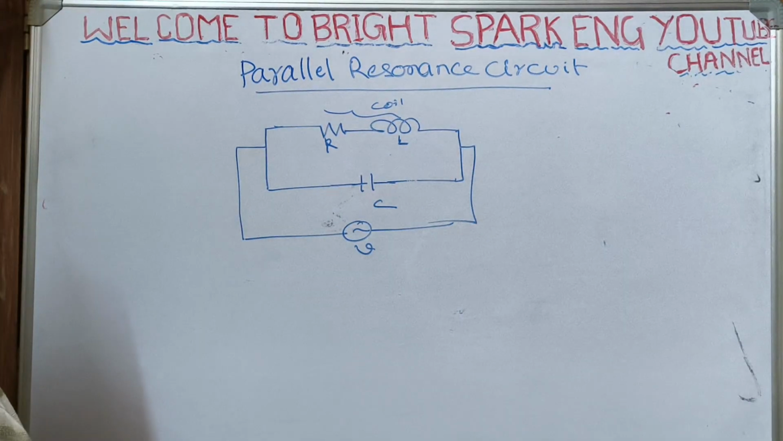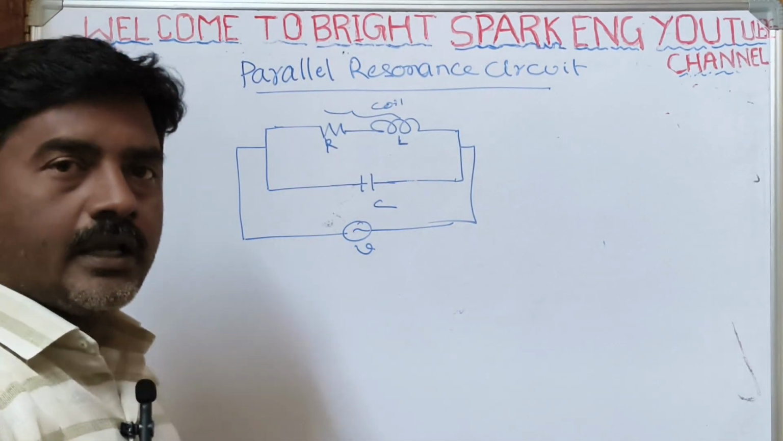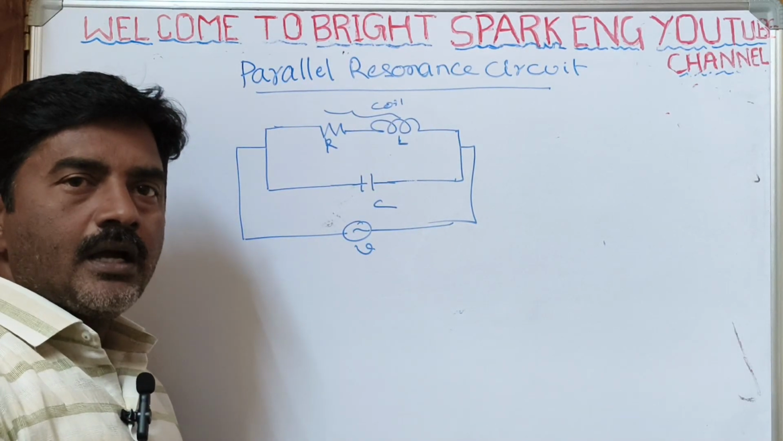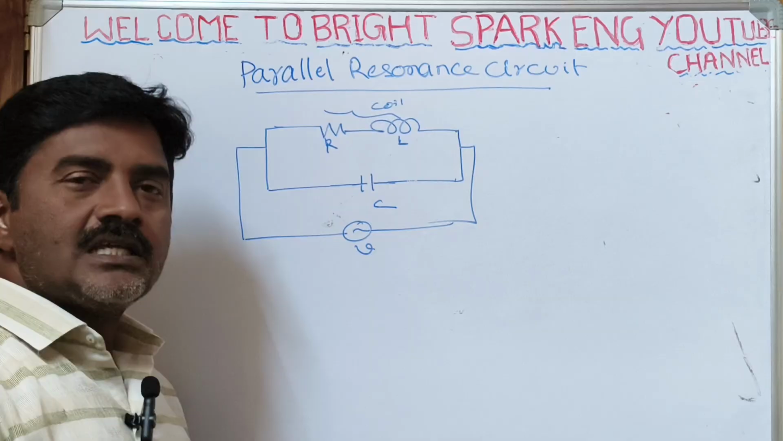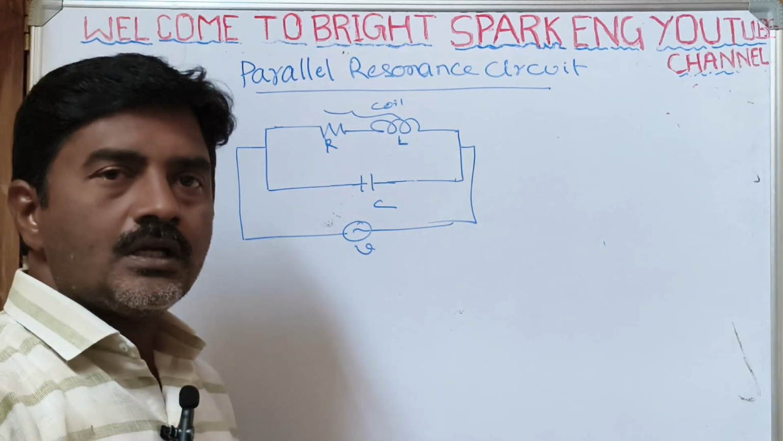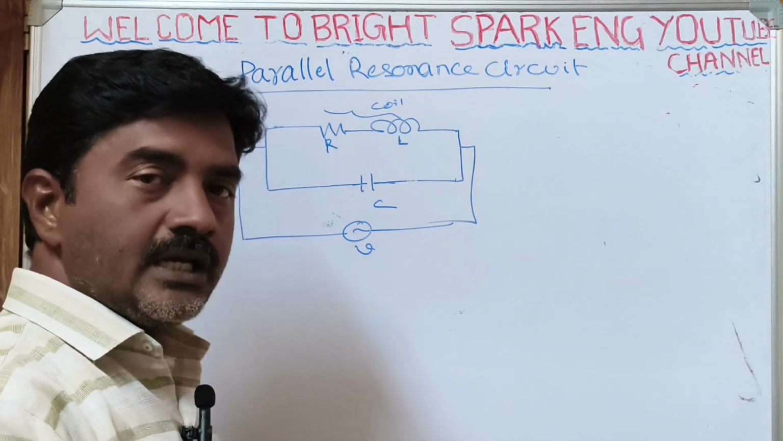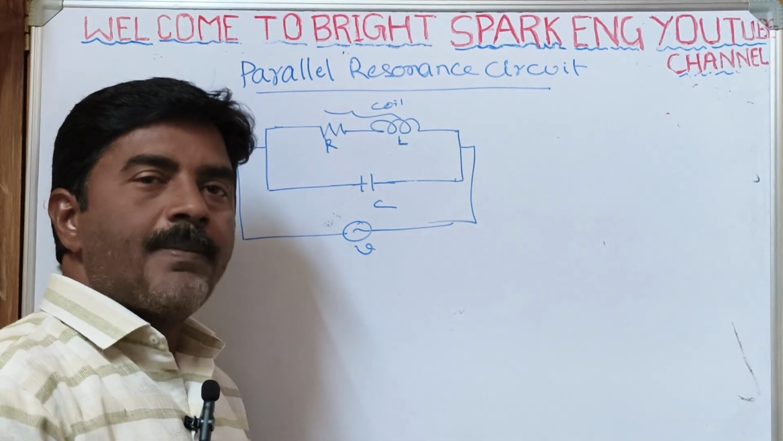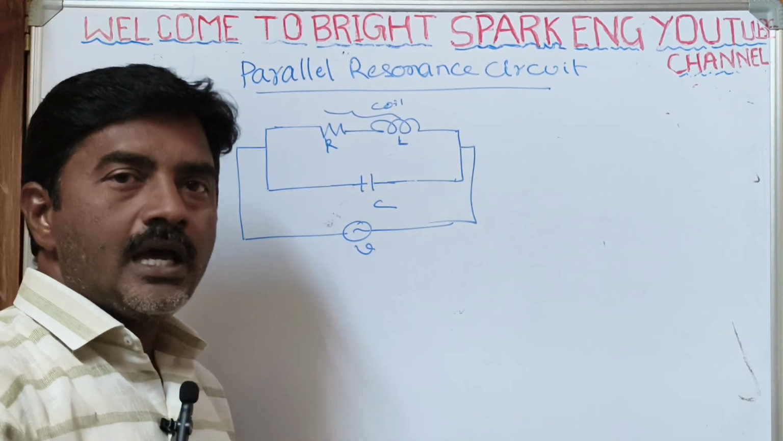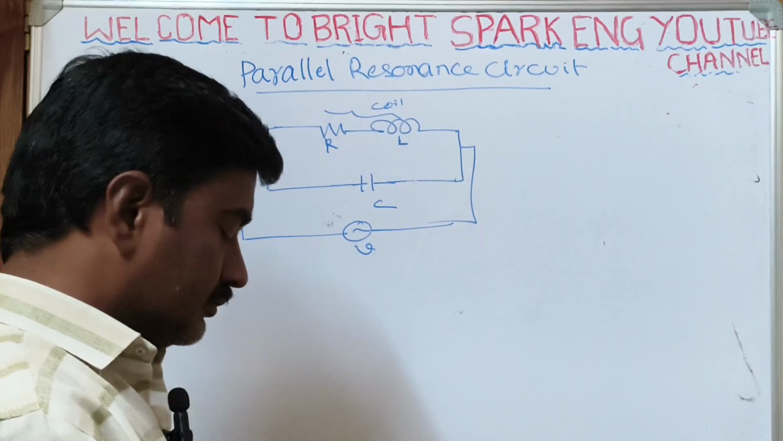Here any parallel circuit acts as a resonance circuit, which means the reactive components of the currents is equal to 0. That is the condition of the parallel resonance circuit. Once again, reactive components of the currents is equal to 0.